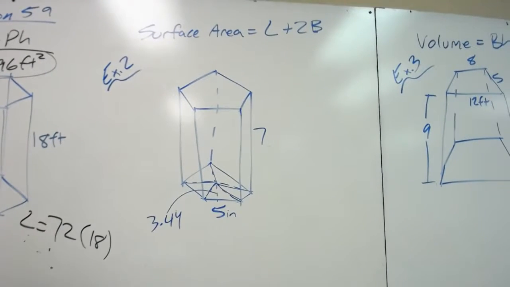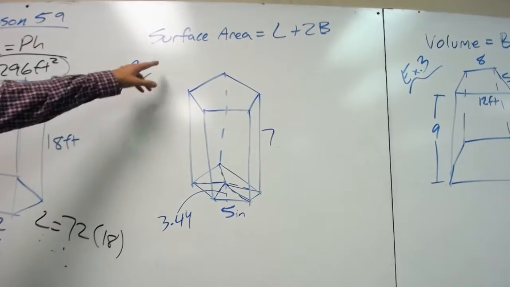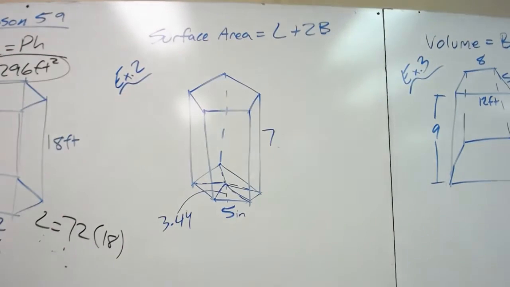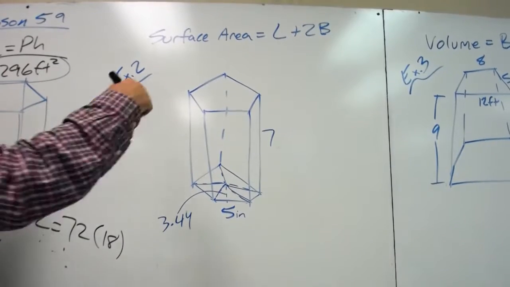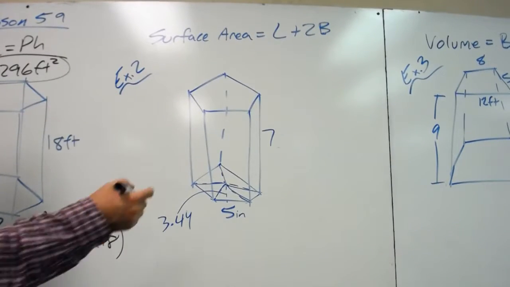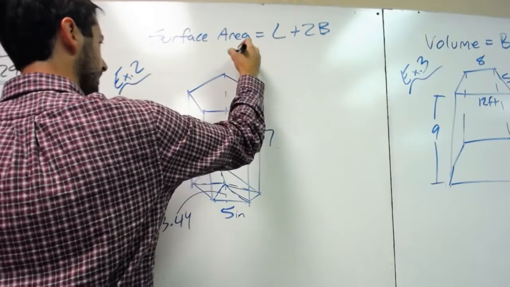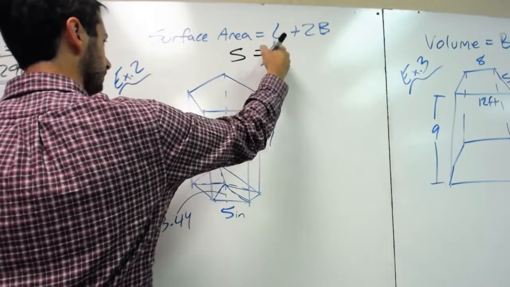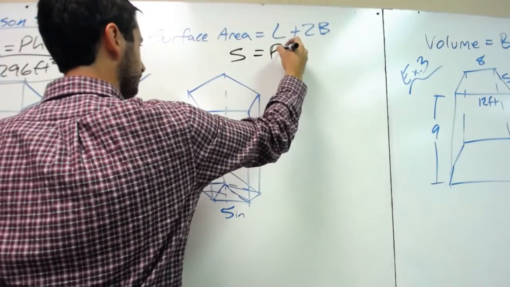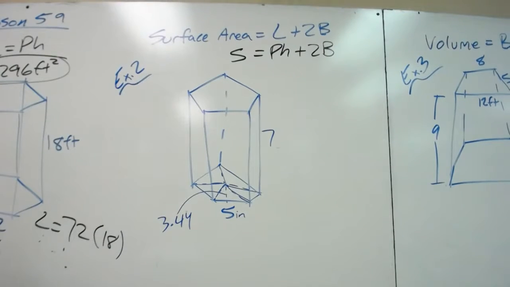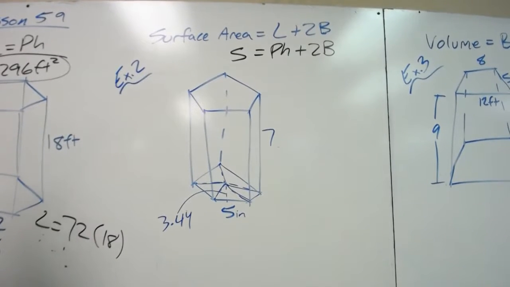Next, let's look at surface area. The formula for surface area is the lateral area plus 2 times the base. So what I could do is I could break this down further. Rather than saying surface area equals L plus 2B, I could also say S for surface area equals, well, we know L is perimeter times height, plus 2 times base. Just so you can see it and make sure you get everything you need for your formula. It may look like a lot of letters, but really it's not difficult doing the math.